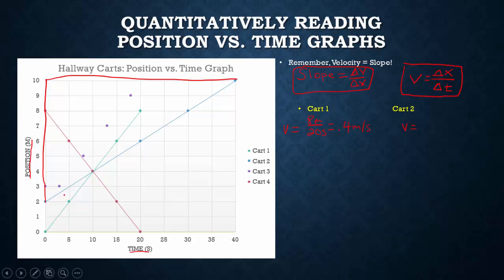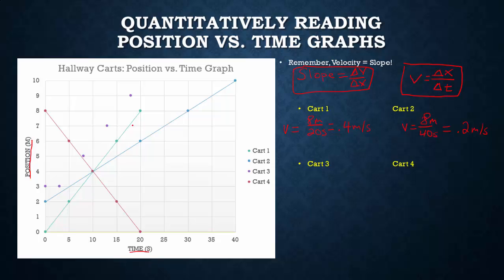So for this cart, my change in y, in other words, my delta x value, the change in the position, is going to be 8 meters. My run is going to be 40 seconds. So for this cart, I have 8 meters over 40 seconds. Therefore, the velocity is going to end up being 0.2 meters per second.